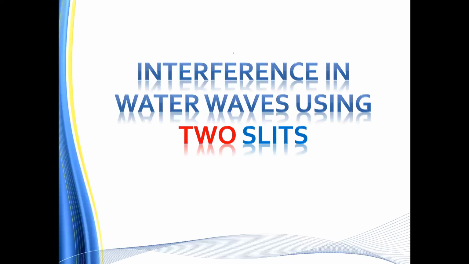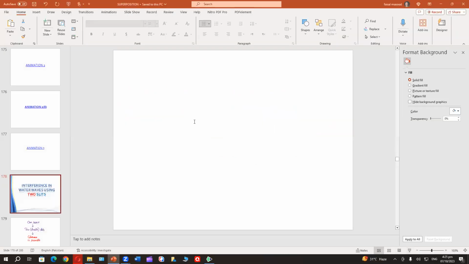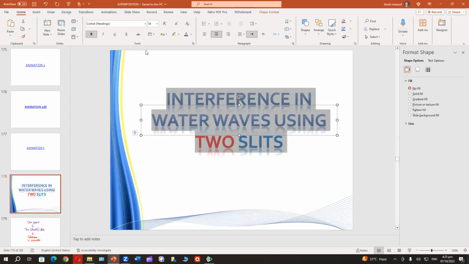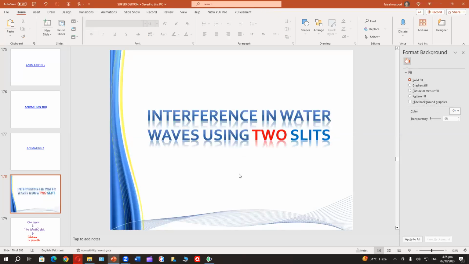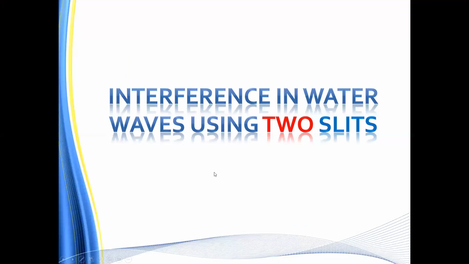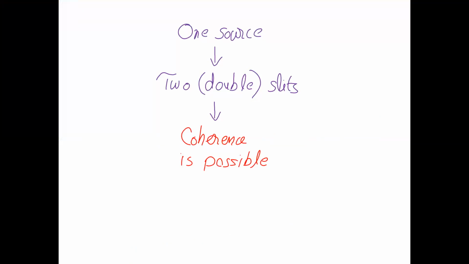Interference in water waves using two slits. This was a remarkable idea when scientists were in trouble about how to get coherent signals. It's always difficult to get coherent signals because signals always vary slightly. So an idea came up: why don't we use a single source with two slits? When you use one source with a double slit, coherence is possible.